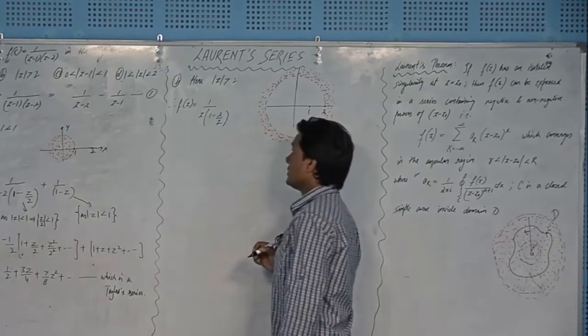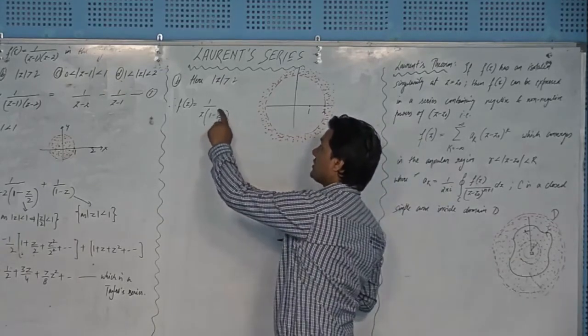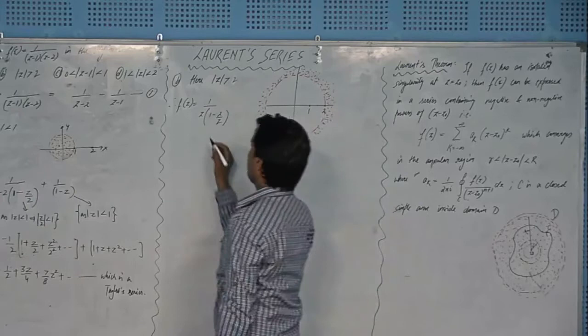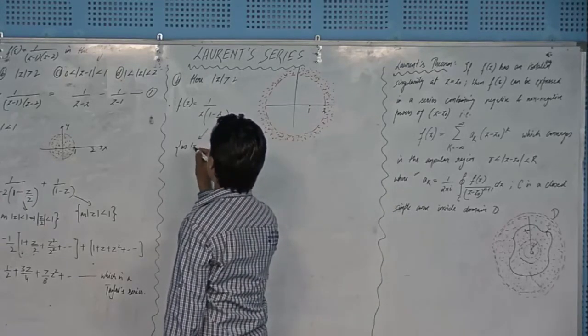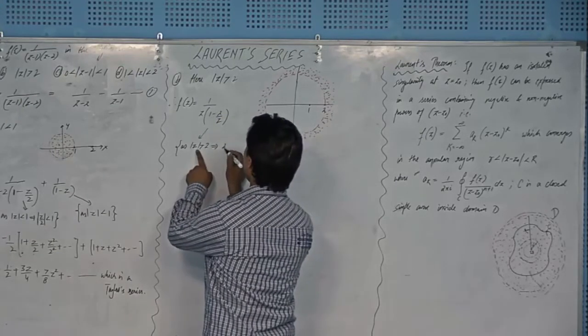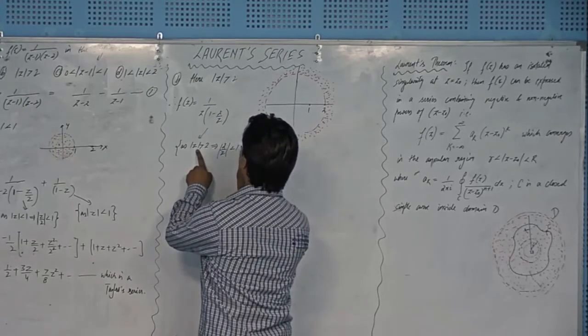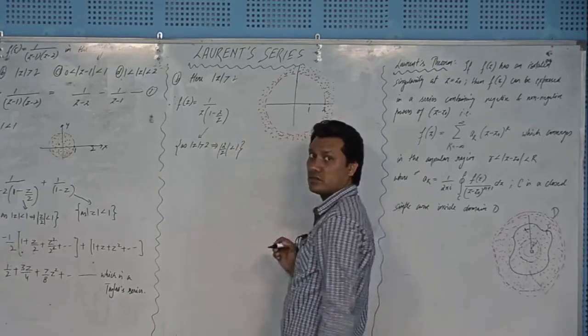But the important point is that this alpha, this number, is actually less than 1. You can see it from here, as mod z greater than 2 implies that mod 2 by z is less than 1, right? And that's what we need here. This alpha should be less than 1, right?